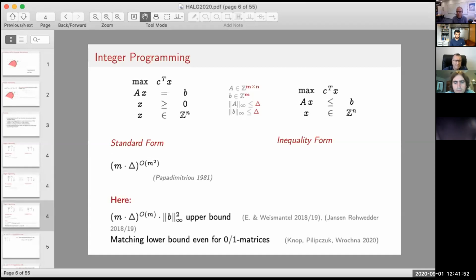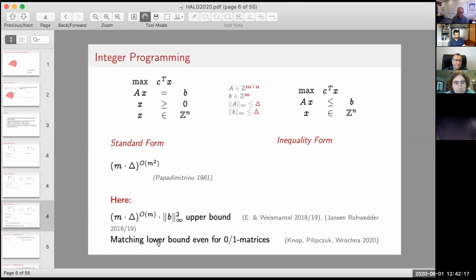So what I would like to start with here, because actually it's a very simple algorithm, is an algorithm by Robert Weismann and myself, which was also nicely improved by Janssen and Rohwedder in 2018-2019. And this shows that such an integer program can be solved in time m times delta to the O of m. So compared to O of m squared, we lose a factor of m in the exponent.